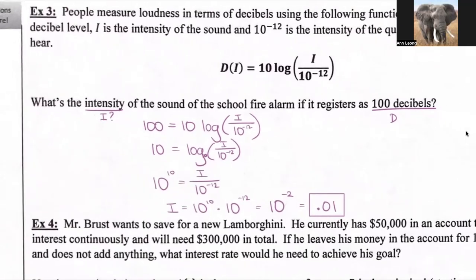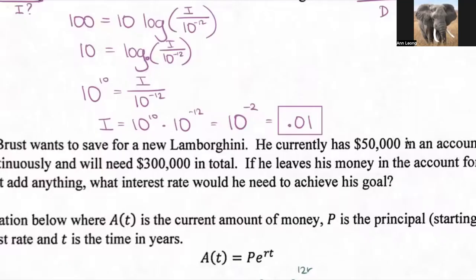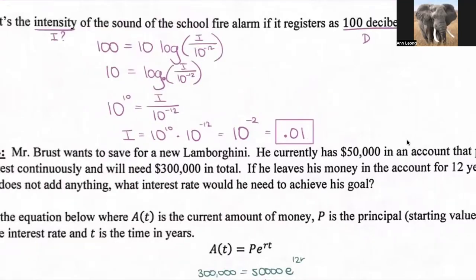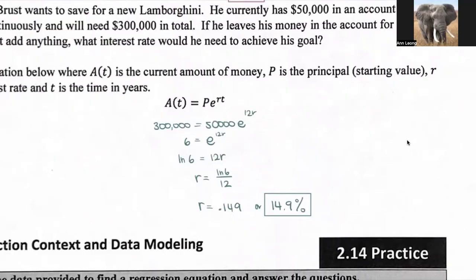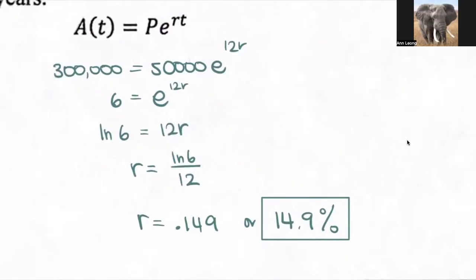All right, why don't you go ahead and try example 4. So pause the video, and once you're done, unpause, and you can check. Okay, so the answer for number 4 for Mr. Brust to get a new Lamborghini is 14.9%. If you left it as a decimal, that's totally fine, but usually interest rates are in percents.